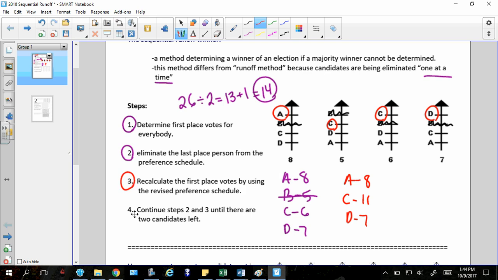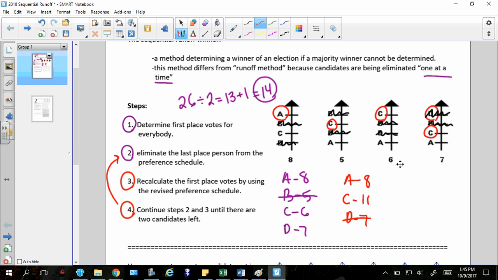Now step 4, it says continue steps 2 and 3 until there are 2 candidates left. Well, we have 3 candidates left, so that means we've got to go back to step 2. So we're eliminating the last place person. That would be D. So in my preference schedule here, I'm going to eliminate D from my choices here. D's eliminated, and notice A still in first place here. C's now in first place.